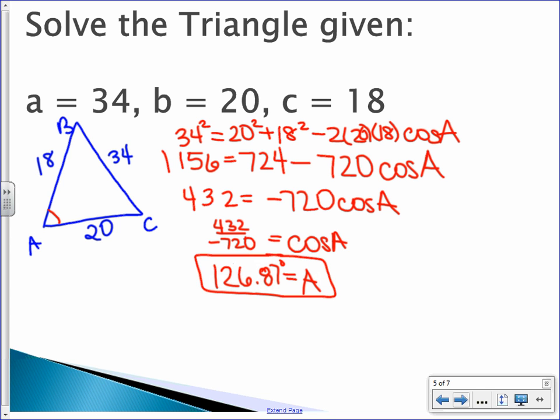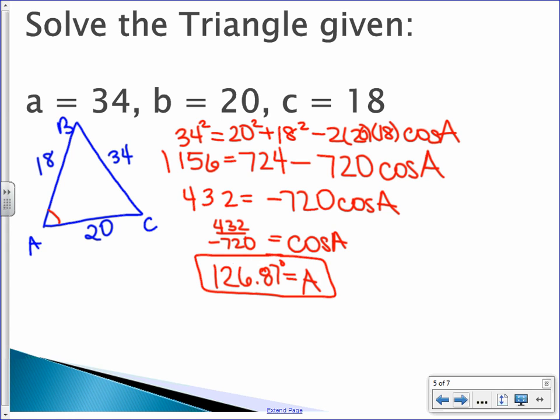All right. So now we have two more angles. We can continue to use the law of cosines. However, we do have a side-side angle here. We could switch to the law of sines. What would you like to do? Stick with cosines? All right, what do you want to find next?